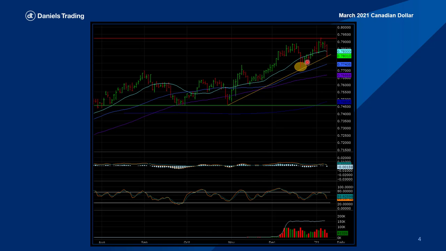I did previously have these lows here. The one I have an ellipse over is 77.20 and a half. That was the low from the 21st of December. But I want to adjust a little bit. I want to see it close below this trend line for a potential selling opportunity. You can see my MACD indicator is turning to the downside.